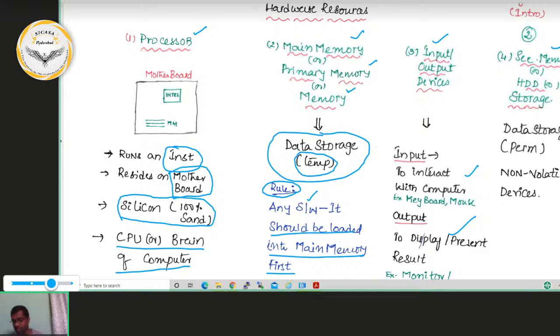Now, why do we require this particular storage? Storage is required for the purpose of storing the data. However, what is the characteristic? It stores the data permanently. Main memory stores the data temporarily, whereas secondary memory stores the data permanently. If a device stores the data temporarily, it is called volatile. If a device stores the data permanently, it is called a non-volatile device.